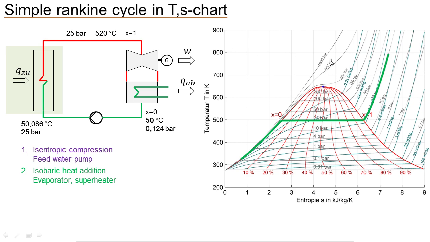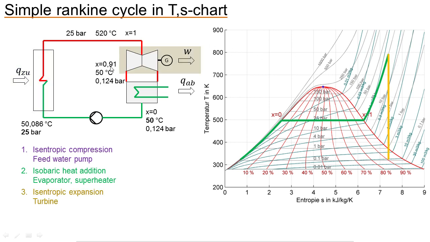This superheated steam will get to the turbine here, and in the turbine, if it's a simple process like that, there's no heat exchange in the turbine. This means the entropy stays at a constant value. Just pull a line down here, and I go down to 50 degrees. This is my starting point.